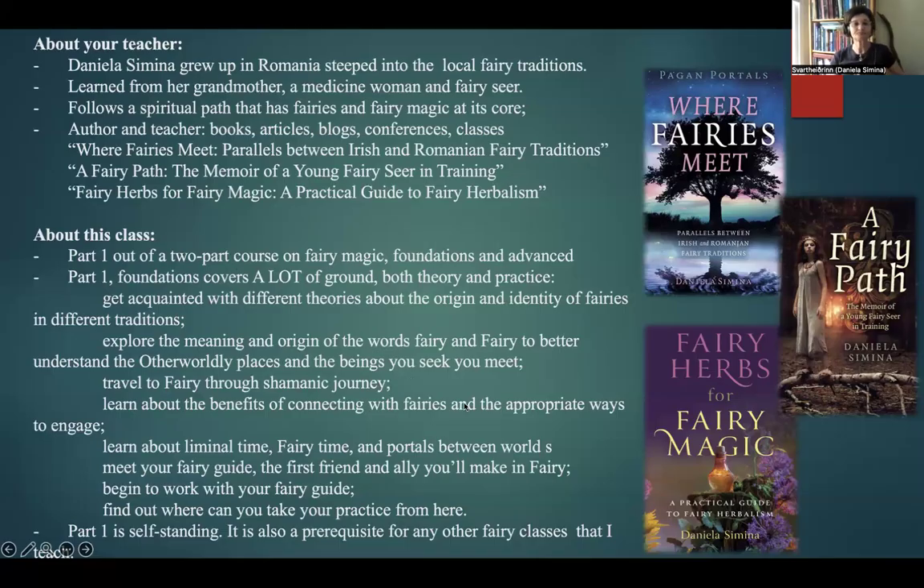About this class, as I said, this is a two-part course, Foundation to Advanced. Part 1, Foundation, covers a lot of ground, theory and practice. You will get acquainted with different theories about the origin and identity of fairies in different traditions. You will explore the meanings and origin of the words fairies and fairy, capitalized and lowercase, to better understand the otherworldly places. And we will travel to fairy through a magic shamanic journey.